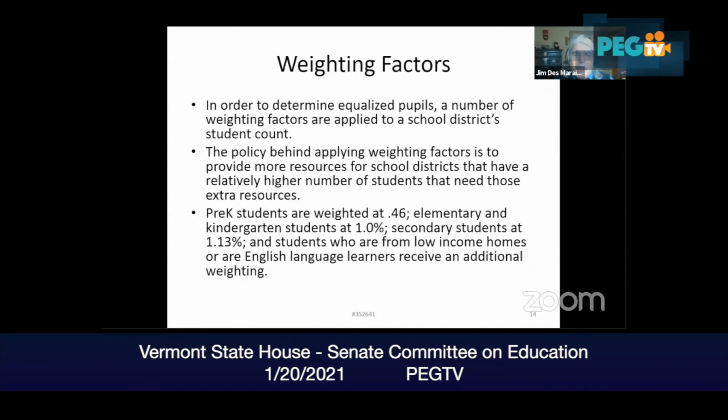So pre-K students are weighted at 0.46, about half of one person. Elementary and kindergarten students are weighted at 1, secondary students at 1.13, and students who are from low-income homes or are English language learners receive additional weighting.